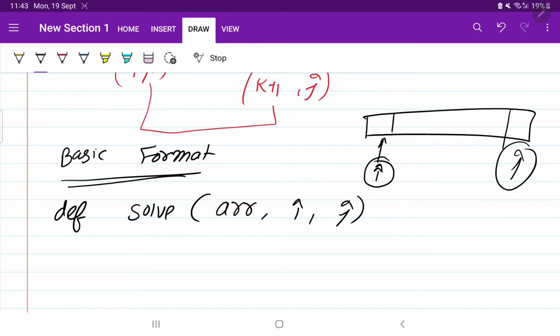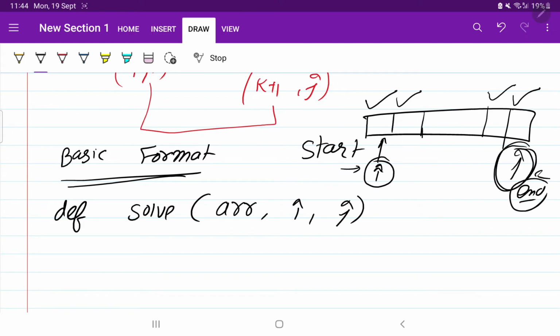We will have some starting point and we will have some ending point. The starting point can be the first element of the array or the second element of the array. The ending point can be the last element of the array or the second last element of the array. It will depend upon the question. But the basic format is that we will have some start point, and we will have some ending point.